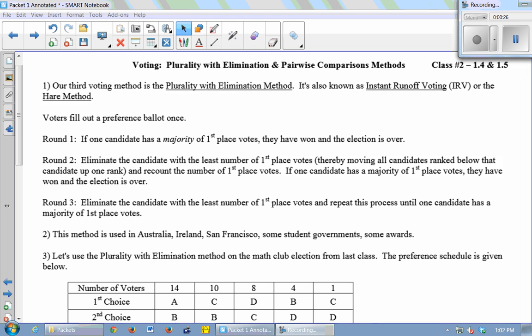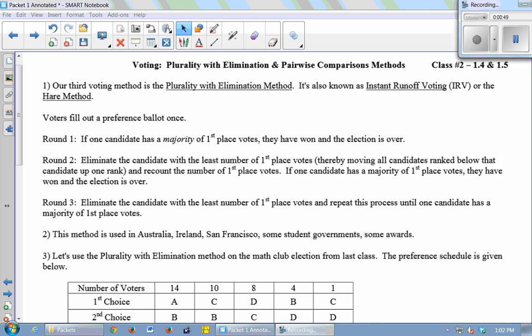So that's the easiest scenario in plurality with elimination. If someone has a majority, they win, done, nothing else to do. Just more than half. It doesn't matter how much over you are, more than half is a majority.